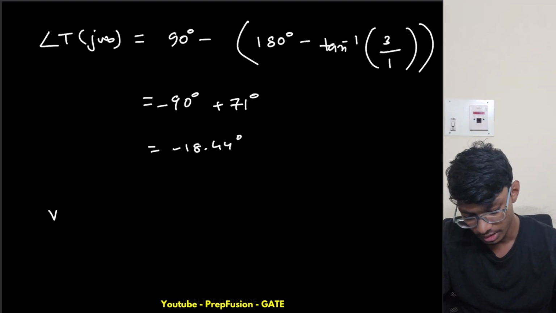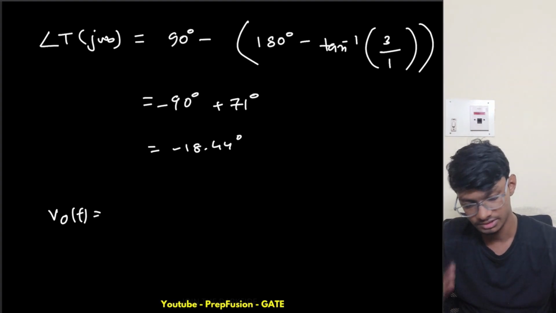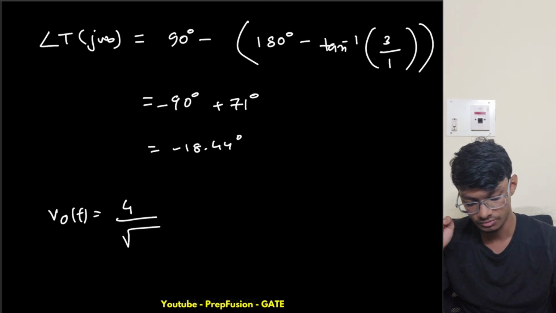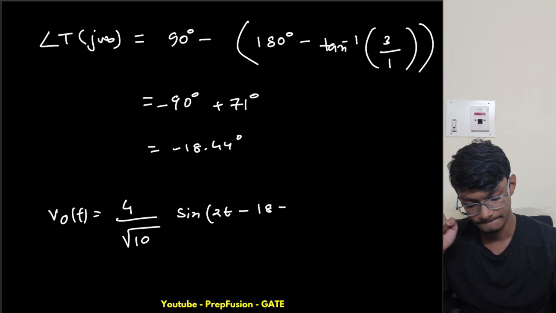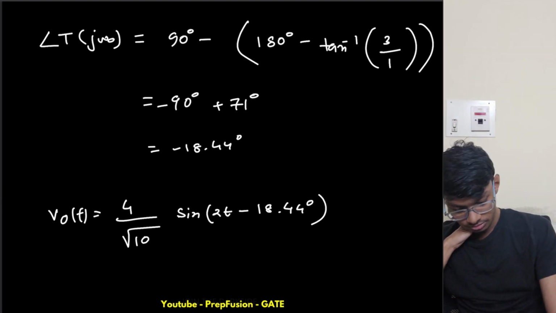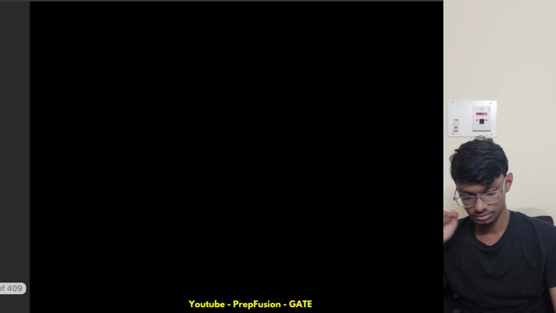So what will my output expression look like? My output is 4 sine 2t, the input, multiplied with the magnitude, which is 1 over root 10, and phase shifted by 18 degrees. You can convert this into radians, but whatever you want to do, I'm writing here in terms of degrees. So this is the solution for this question.